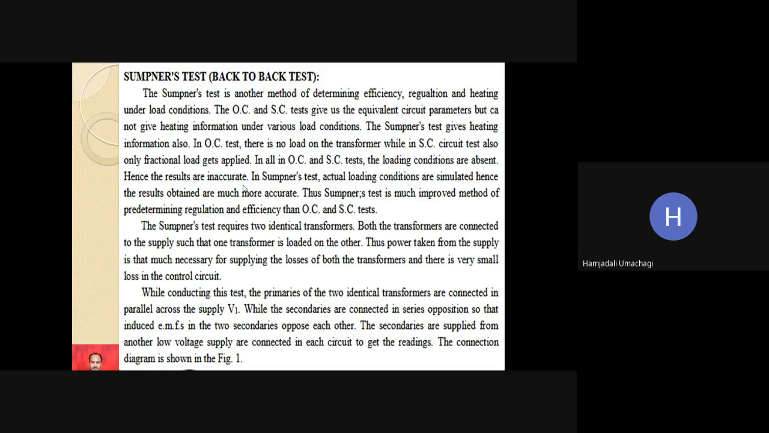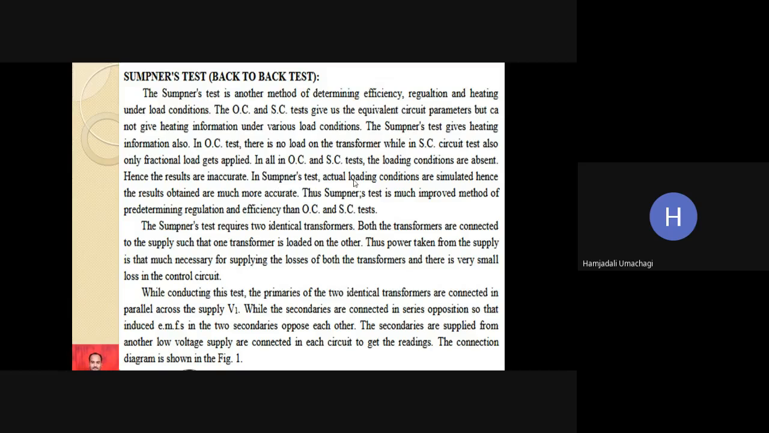So that heat information is not added in the OC and SC test. But now here, one transformer is acting as a load on the other transformer, that is the back-to-back test. Because of that loading condition, we can get the actual rise in temperature value. That actual rise in temperature value will give us exact values of efficiency and voltage regulation in the Sumpner test. Okay.